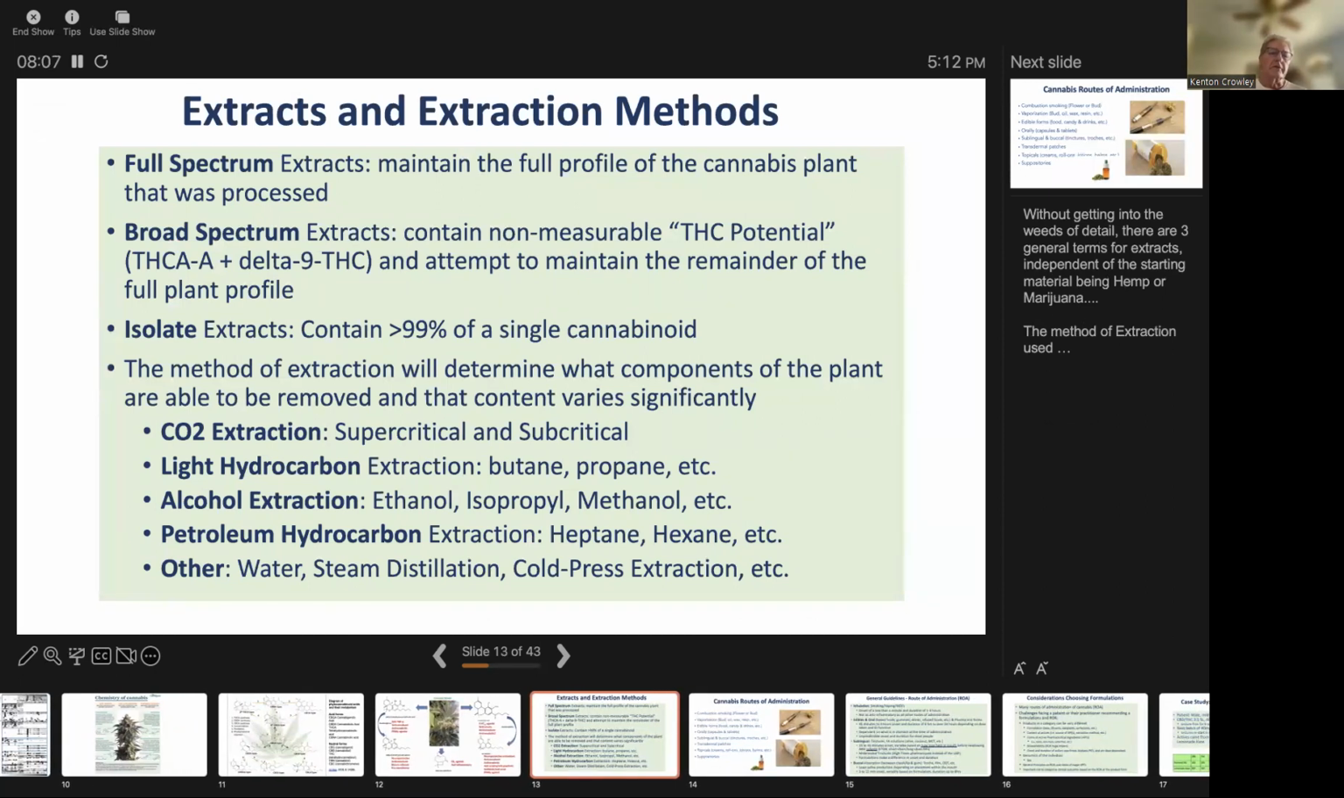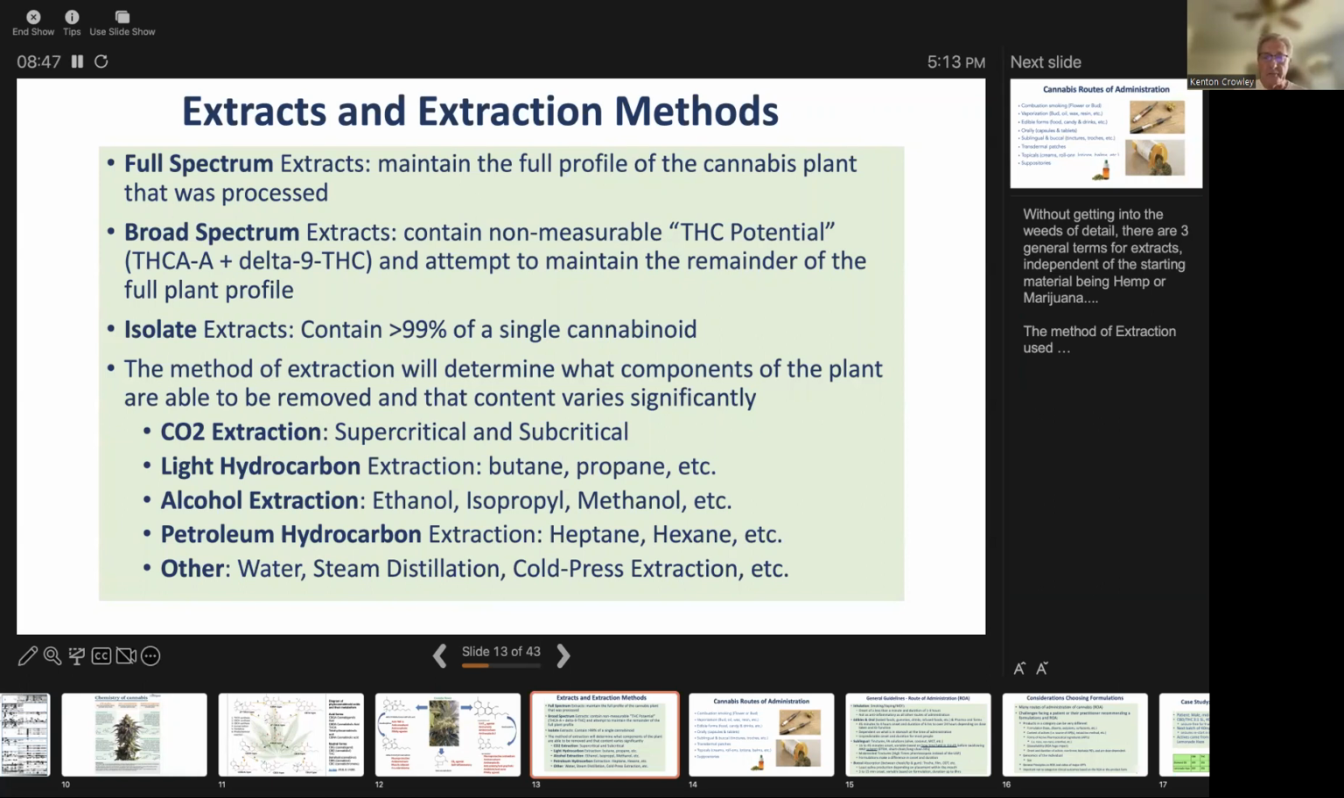Now, there's general terms that can be used to describe extracts: full spectrum, broad, and isolates. The full spectrum is attempting to maintain the full profile of the cannabis plant that was processed. Broad spectrum is trying to attempt the same thing without any measurable THC that's detectable. And isolates are extracts that are generally greater than 99% of a single cannabinoid.